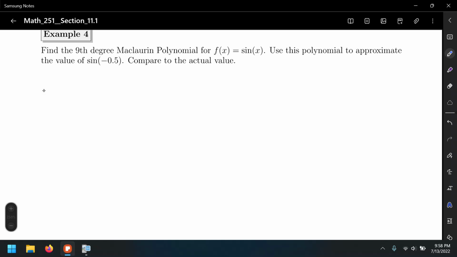All right, okay, we got a result for cosine in the previous exercise. We can get a polynomial for sine x if we take negative the derivative with respect to x of cosine. All right, because the derivative of cosine is negative sine, but we don't want negative sine, we want sine, so that's why we multiply by negative.